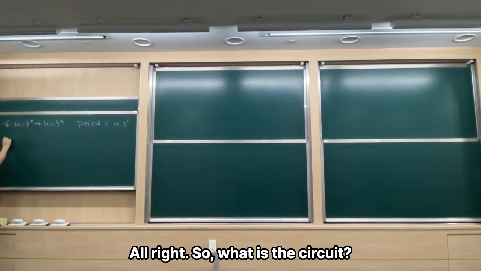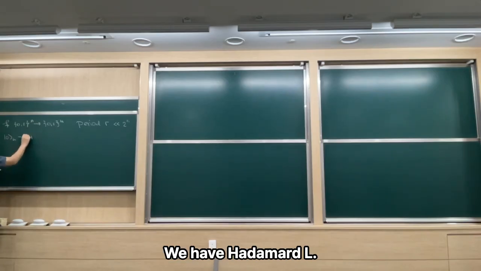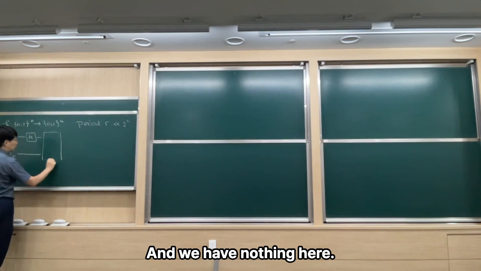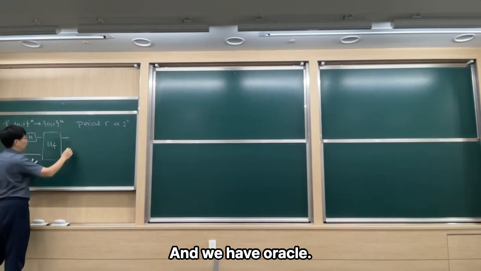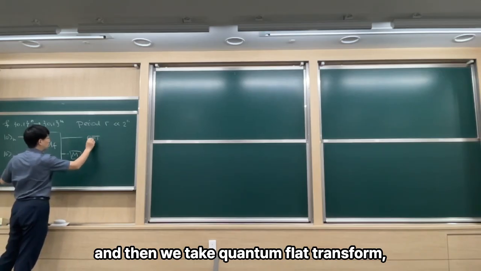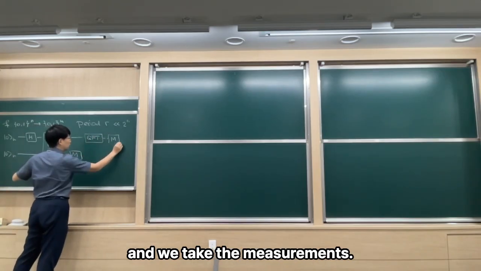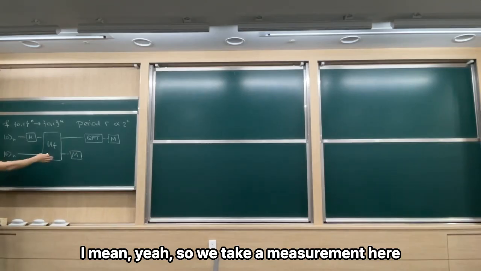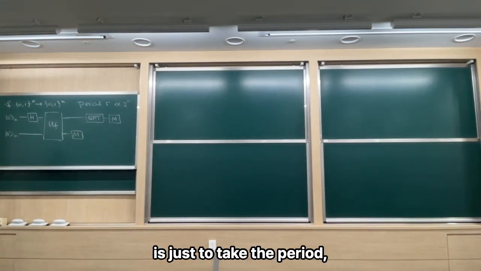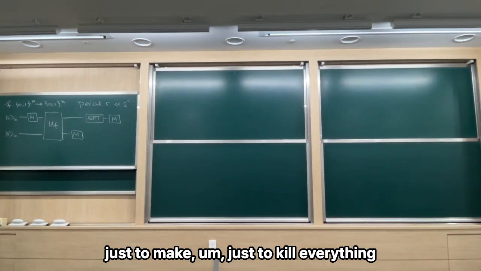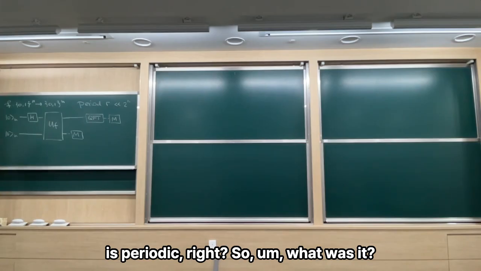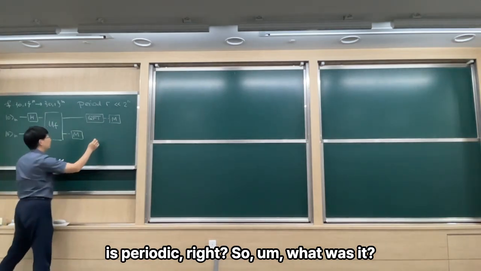All right, so what is the circuit? We have Hadamard, and we have nothing here, and we have the Oracle, and we take the measurement first, and then we take quantum Fourier transform, and we take the measurement. But actually, we take a measurement here just to kill everything else except what is periodic, right?